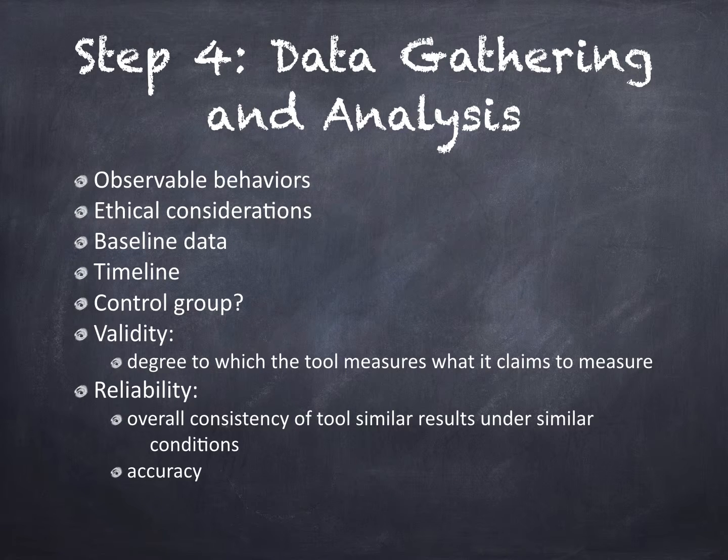So step 4 is data gathering and analysis. We need to make sure that we're looking for observable behaviors in our students. Are they more quiet? Are they in their seats? Are they able to complete a task better? We need all those ethical considerations. We need to make sure we're not doing students harm, that we're not deceiving them, that we're not keeping things from one group of students but giving them to another. And then also, as I mentioned, the baseline data, and then also a timeline.